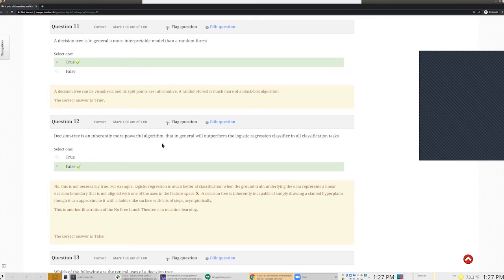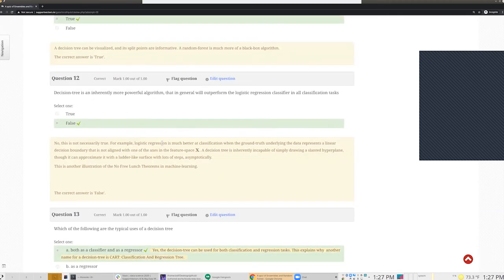A decision tree is inherently more powerful than a logistic regression. Hardly needs to be told. No, based on the situation, that's the no-free-lunch theorem.